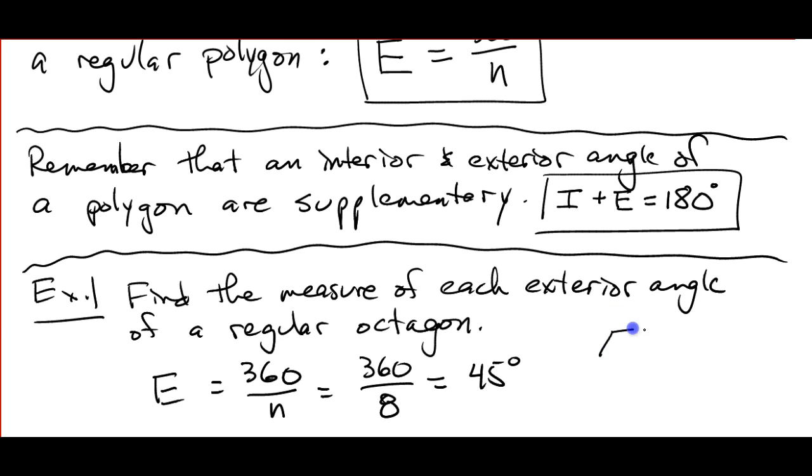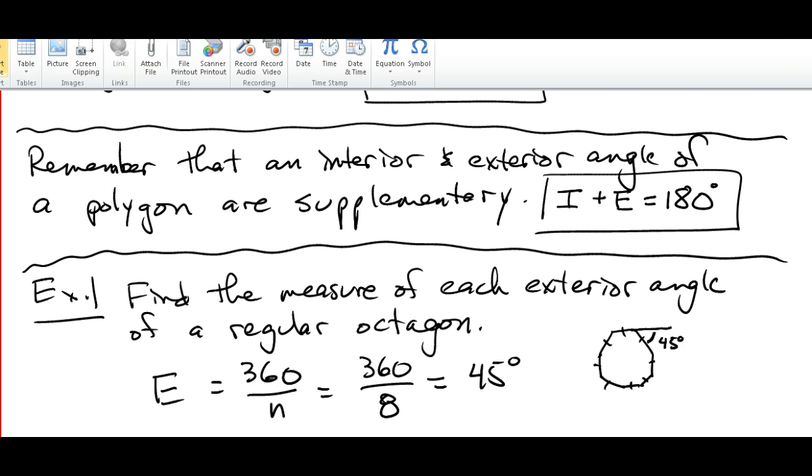So just to make sure that we're clear on what we're looking at here, here's my octagon. Just pretend that it's regular. I'm not going to draw in all the angle symbols, but we'll pretend it's regular. And I'm going to draw one exterior angle. This angle here is going to be 45 degrees. Alright, next example.